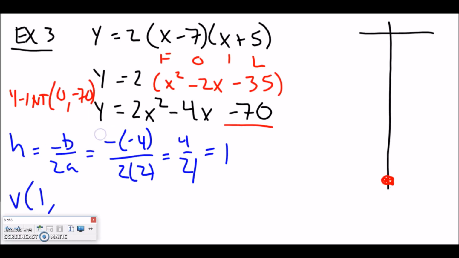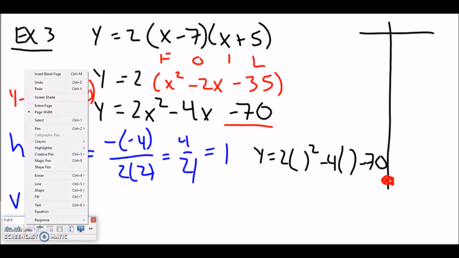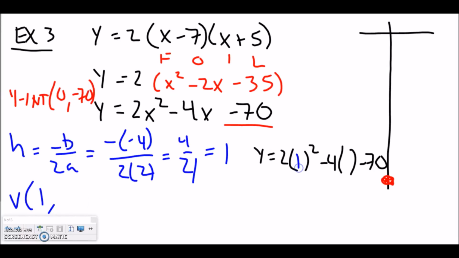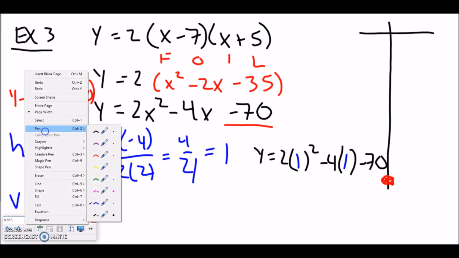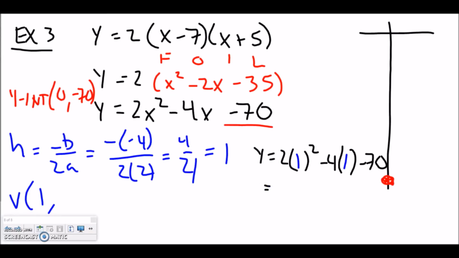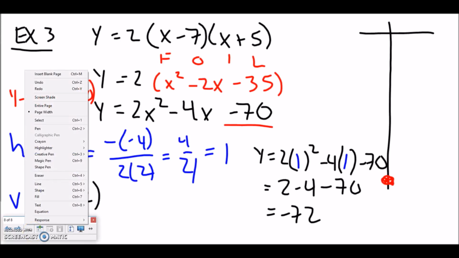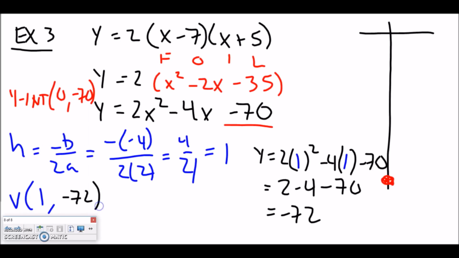We take that 1 and we plug it back into our equation. I'll do that over here. And I'll keep with the blue theme for h, or x in this case. So 1 squared is 1 times 2 is 2. Minus 4 minus 70, and that looks like negative 72. So our vertex 1 and negative 72 would be about there.